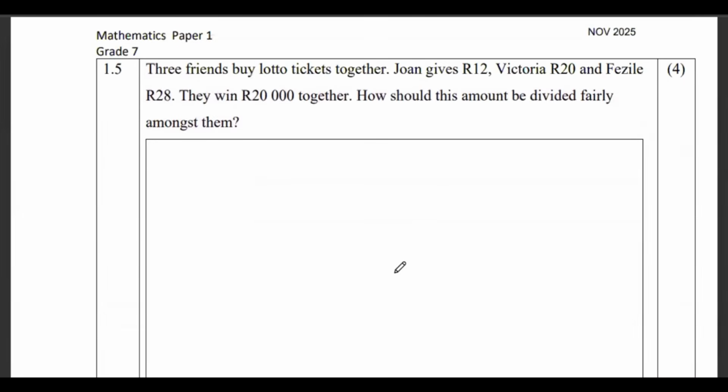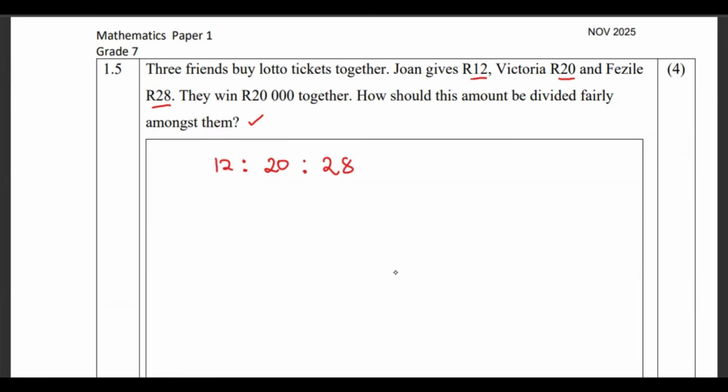1.5. It's telling us that 3 friends buy lotto tickets together. John gives 12 rand, Victoria 20 rand, and then Fezile 28 rand. They win 20,000 altogether. How should this amount be divided fairly amongst them? The only way for the division to be fair is according to the ratio of what everyone contributed. So I have 12 rand, 20 rand, 28 rand.